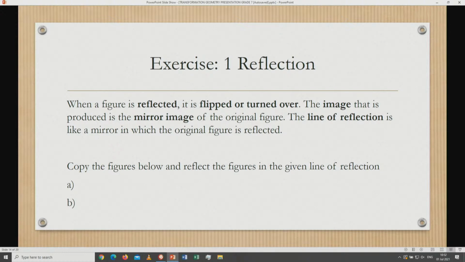The line of reflection is the most important. A line of reflection is like a mirror in which the original figure is reflected. So let us see. A line of reflection is like a mirror in which the original figure is reflected. Now, they say to us, copy the figures below and reflect the figures in the given line of reflection. Let us take a look at those figures.